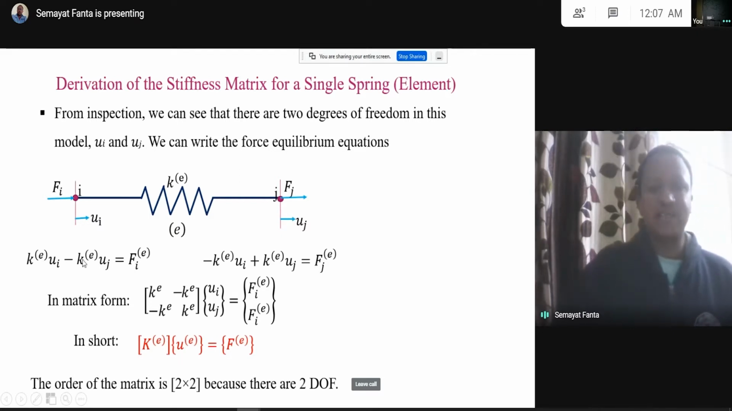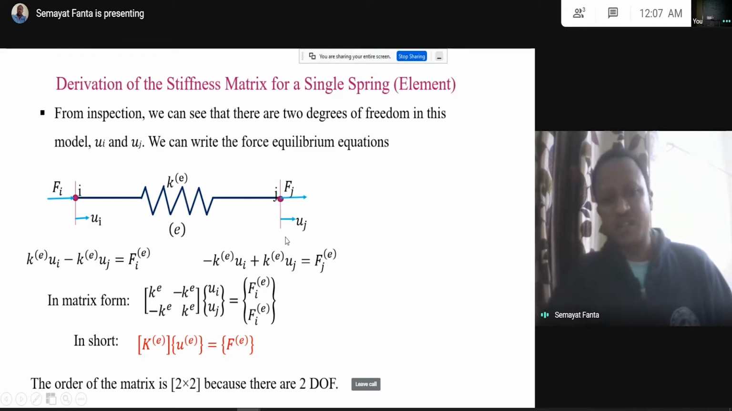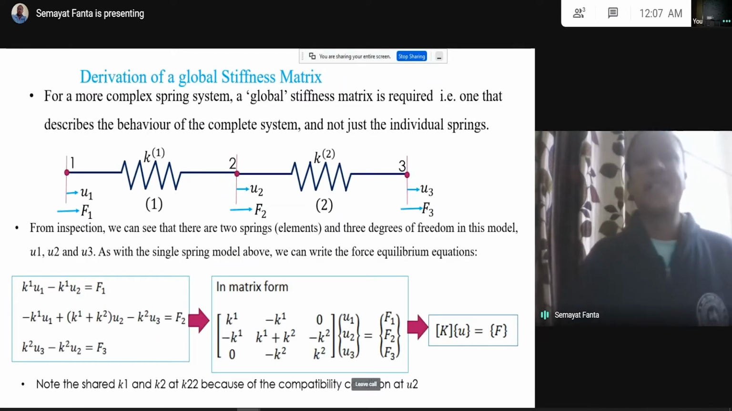Okay, so in matrix form, these two equations, equation number 1 and equation number 2, we can substitute in matrix form like this. Okay, so this is the matrix form. In short representation, this is the governing differential equation. This is the finite element equation for a discrete element, or for this single axially loaded bar. So let's take two bars which are connected at node 2.